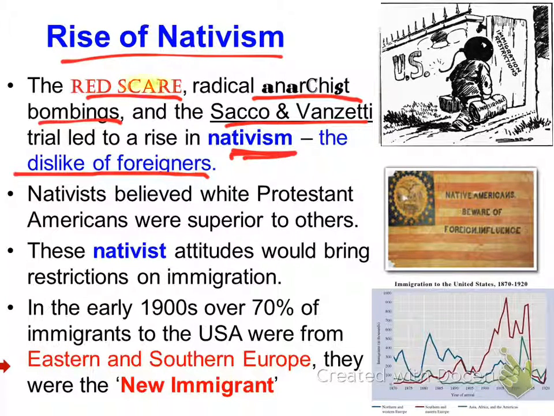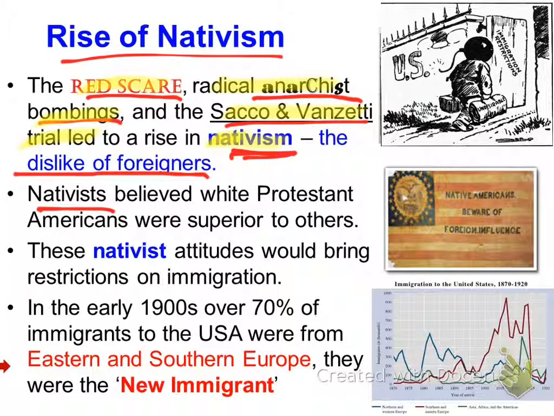So we have the Red Scare. We have radical anarchist bombings, like the one at the home of A. Palmer Mitchell, the Attorney General. And we have the Sacco and Vanzetti trial, leading to a rise of nativism, which of course is this dislike, this fear, possibly even this hatred of foreigners. Well, let's go to our second bullet.